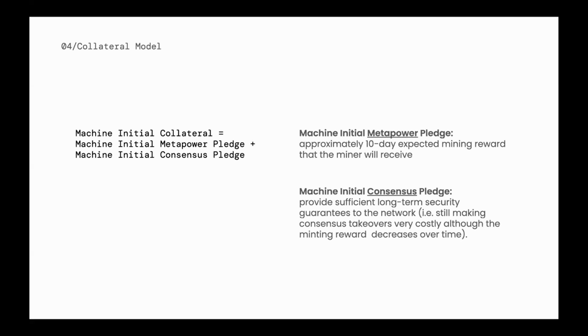We have lots of clients and applications in the pipeline. They want to deploy their applications on the CC network, so we must guarantee that all the computing power on our network is very stable and very reliable. With that in mind, we propose this initial meta power pledge. I know that the Filecoin network also has a similar idea to make sure of the reliability and security of their network. And the second is what we call the machine initial consensus pledge.